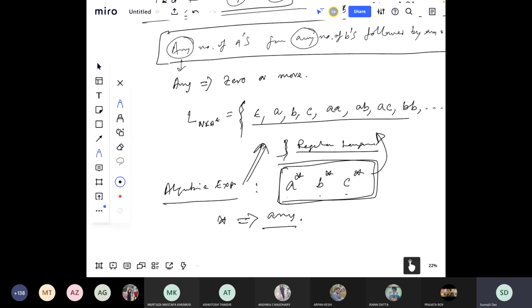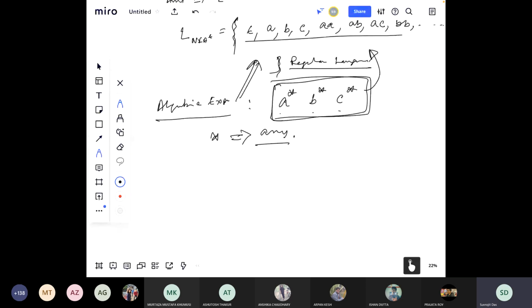Is it clear? For example, if I have 0 star, what does that mean? It means a set: 0 number of zeros, that means epsilon, or you can have a single 0, you can have 2 zeros, you can have 3 zeros, you can have 4 zeros, like that. Infinite set.